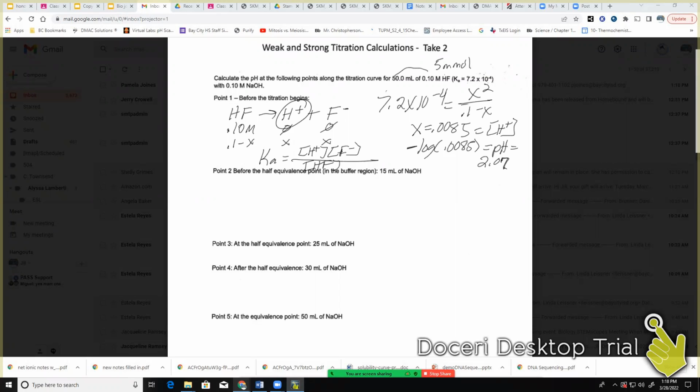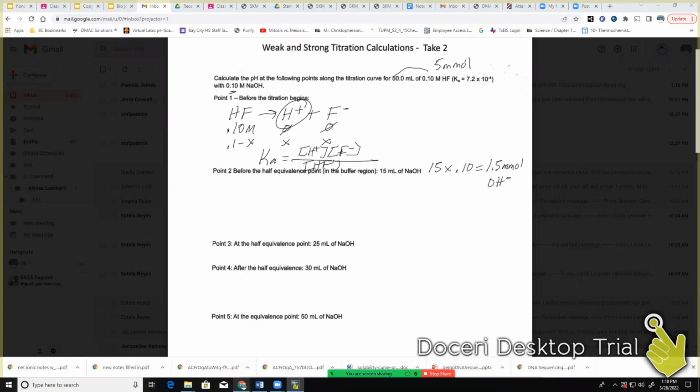All right. So before the half equivalence point, just going to get some of this out of the way. I tend to run things together. If I do 15 times 0.1 molar, that tells me that I have 1.5 millimoles. At this time, I have 1.5 millimoles of my base, of my hydroxide.